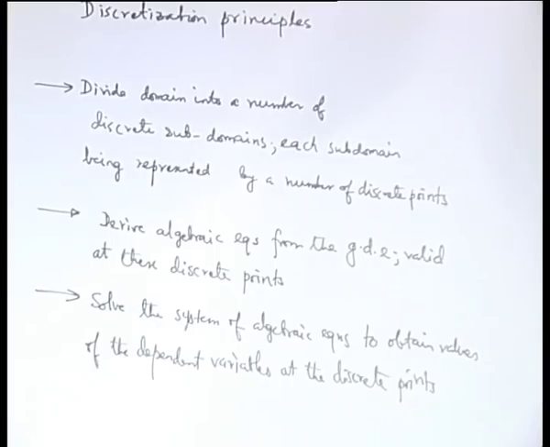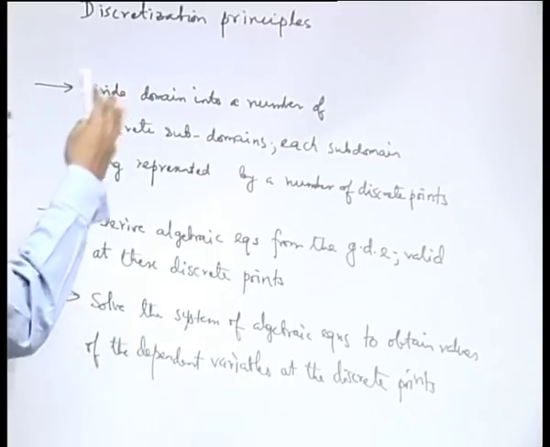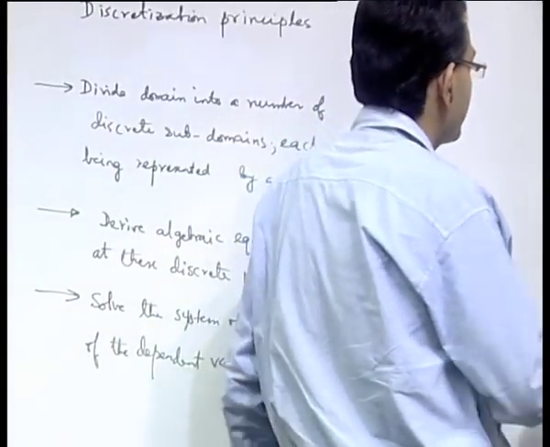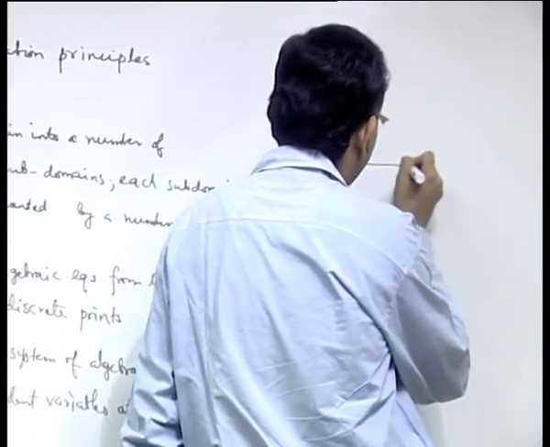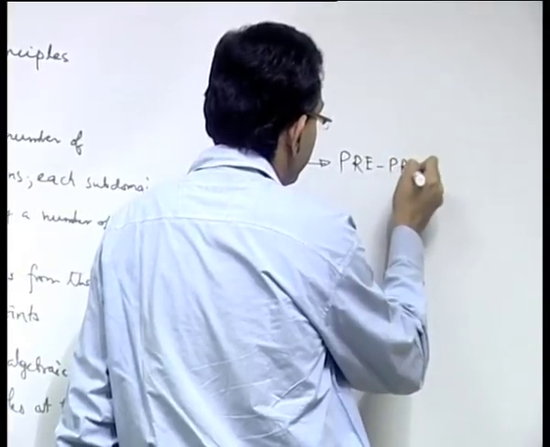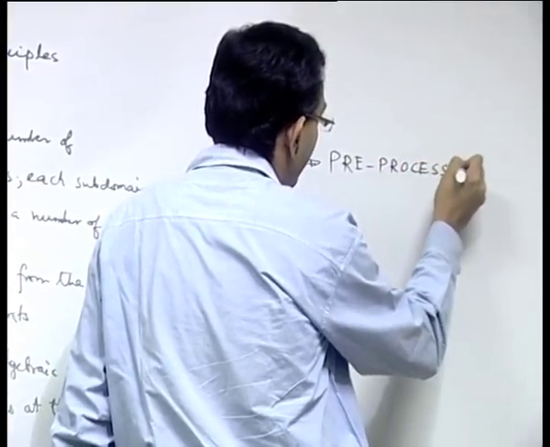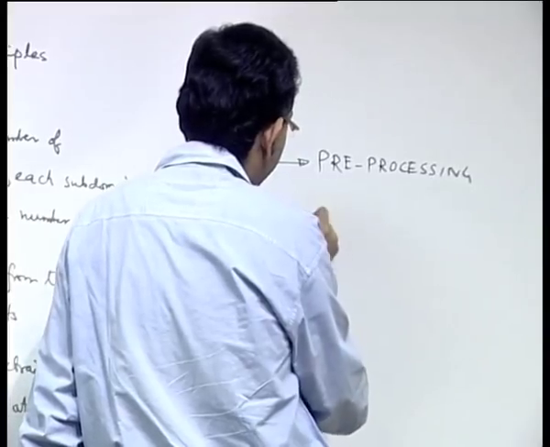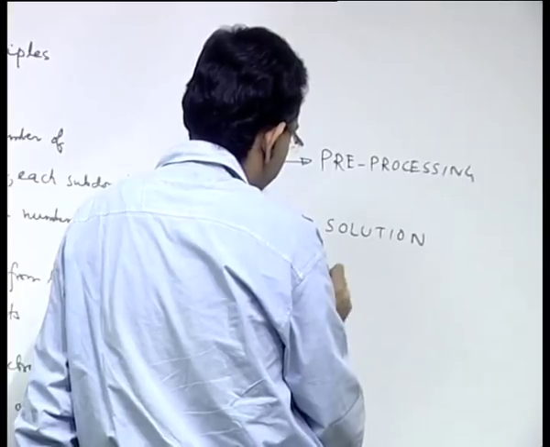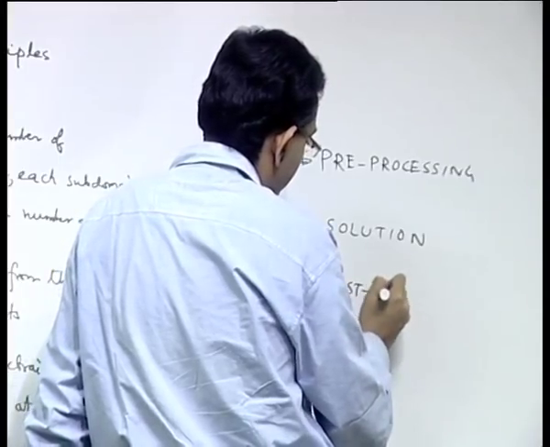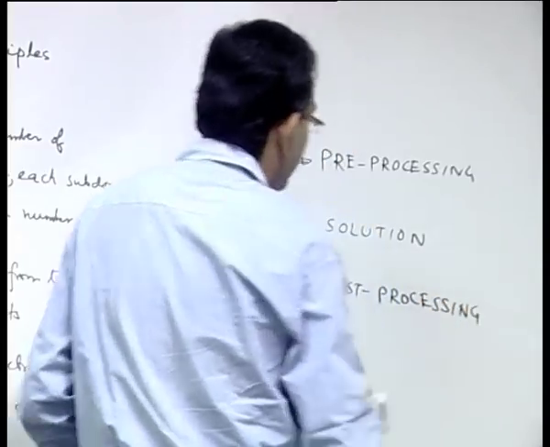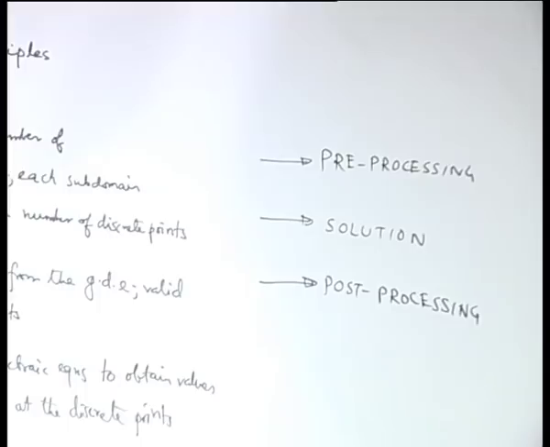Now, if one follows this particular procedure, then the overall analysis can be thought of as a collection of the following. One is pre-processing, another is solution, and the third one is post processing. These are the broad steps in the overall analysis. So, in pre-processing what you are doing? You are setting up the problem.